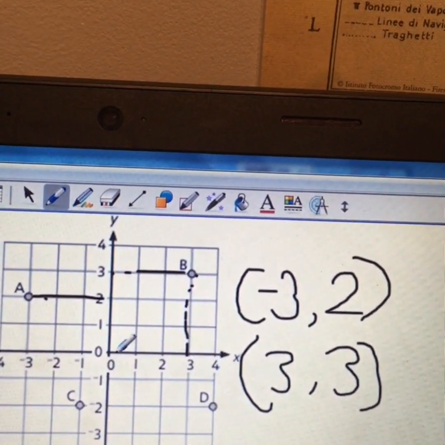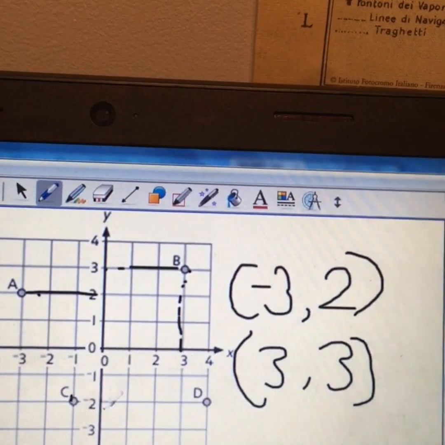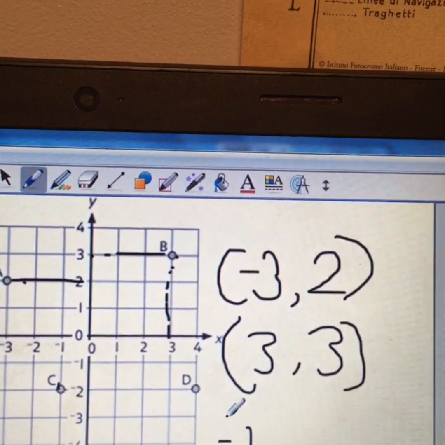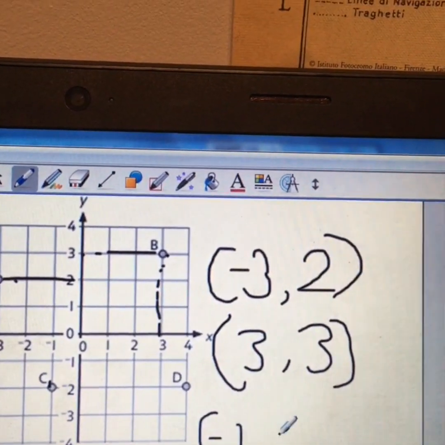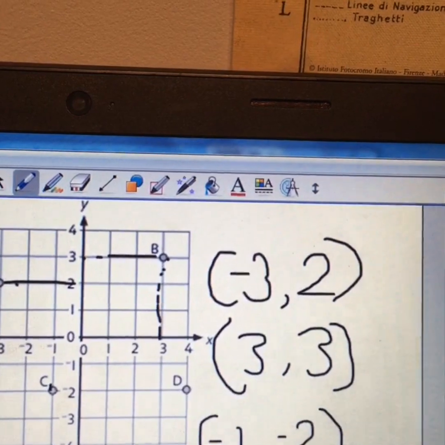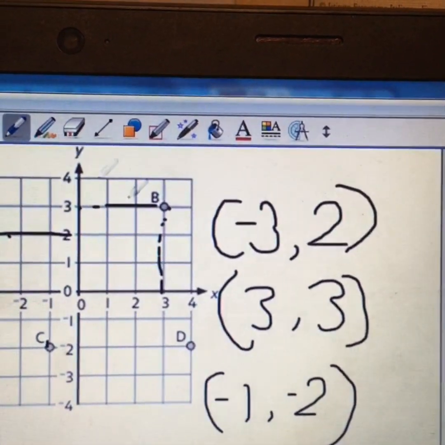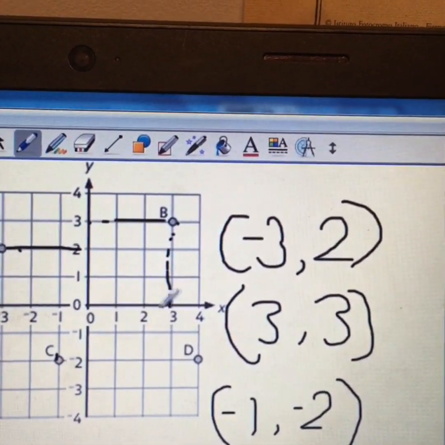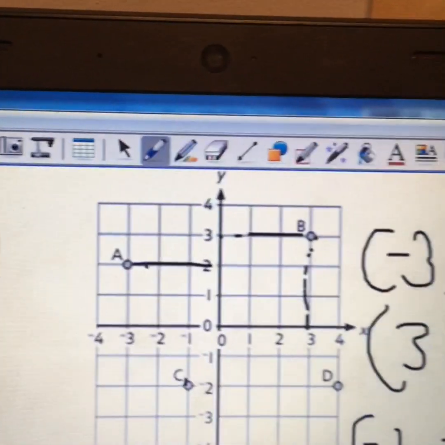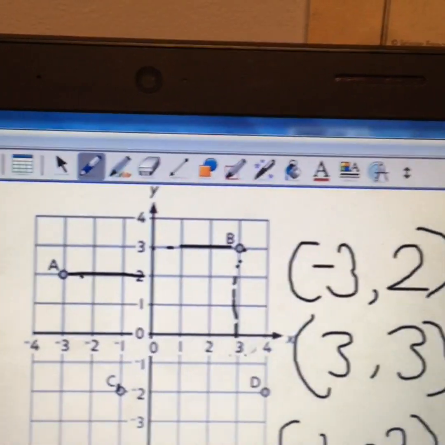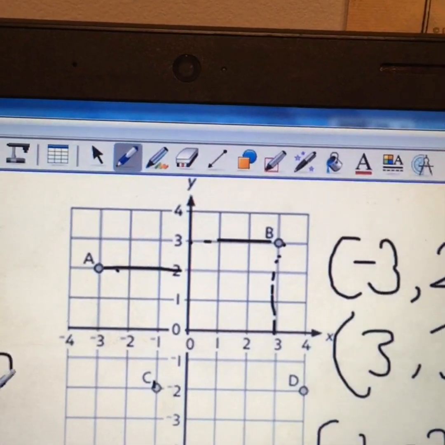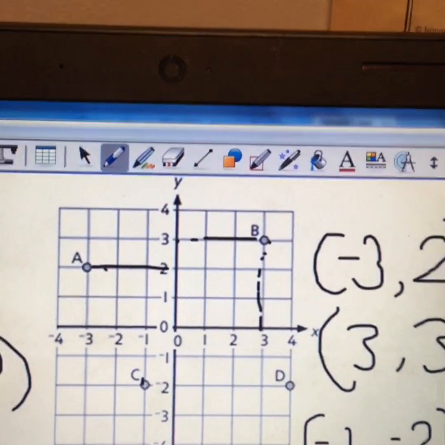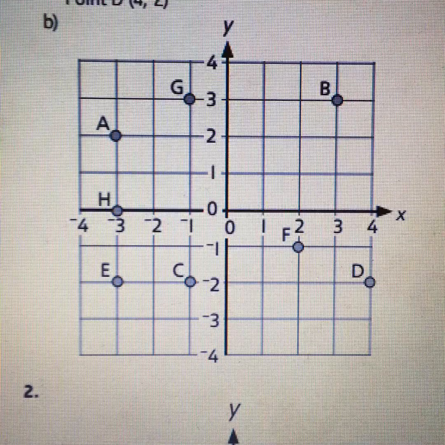C then, I'm going to start at 0. I'm going to go along -1. So -1 is my x-coordinate, and y would be -2. And then for D, last one, I would go along 4. So 4 would be my x-coordinate, and then I go down -2 for my y-coordinate. Well done if you got those right.